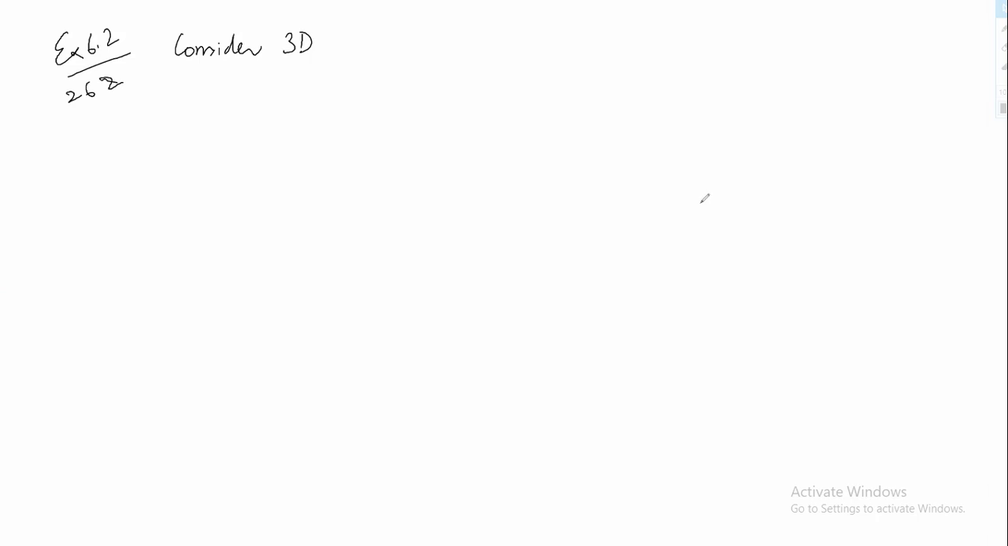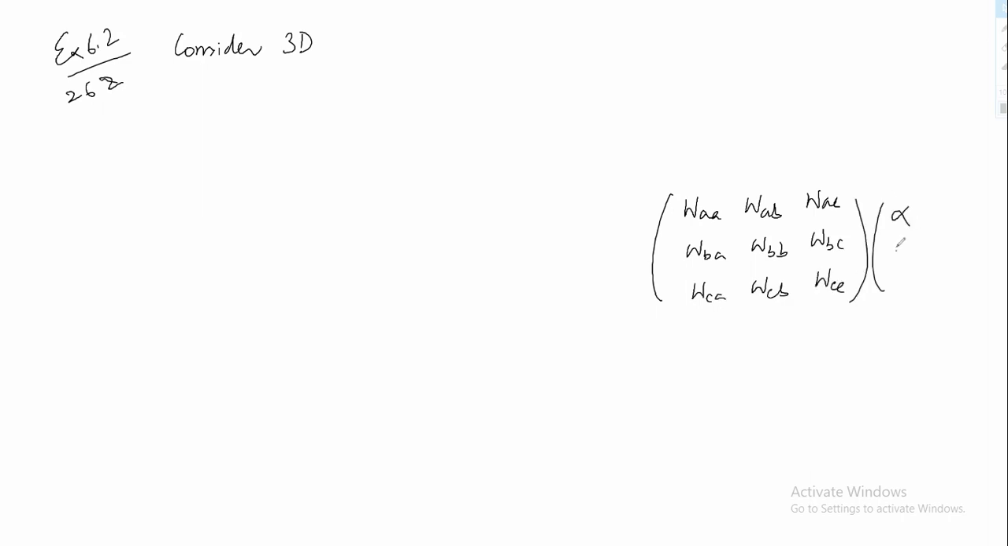I am sorry for that. I am writing it here. WAA, WAB, WAC, WBA, WBB, WBC, WCA, WCB, WCC, alpha, beta, gamma, equal to E1 alpha, beta, gamma. And then you can generalize it to n-fold degeneracy.